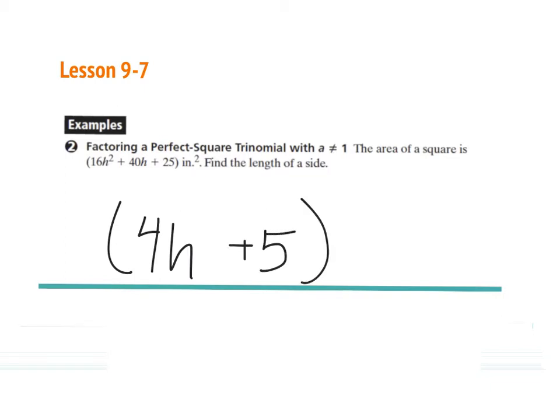So now if you want to check it back to make sure that it works, you can write it out. FOIL: first, outer, inner, and last. And when we see that, we notice that it is correct.